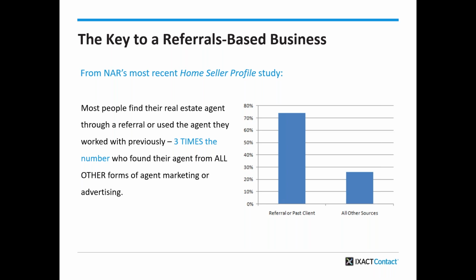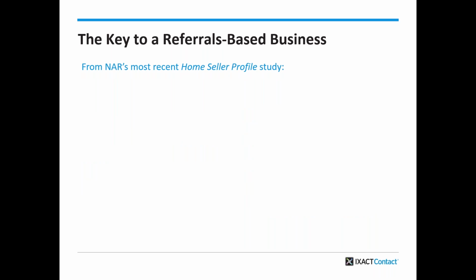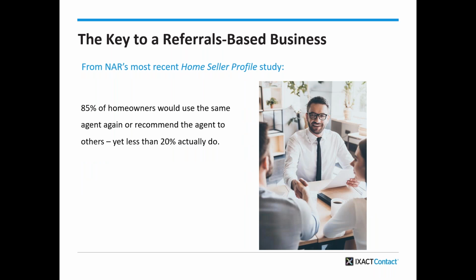So for the most part, your past clients, they're going back to their friends and family and they're making those referrals. Good news. Not so good news is that 85% of homeowners, as part of the NAR home seller profile study, 85% of homeowners said they would use the same agent again. It's actually, I think it was a little higher than 85%. Or they said I don't necessarily know I'm going to have another real estate need, but I would definitely recommend my agent to others in my network. Less than 20% actually did. I think the most recent home seller profile study was something like 14%, 13% had actually made the referral.